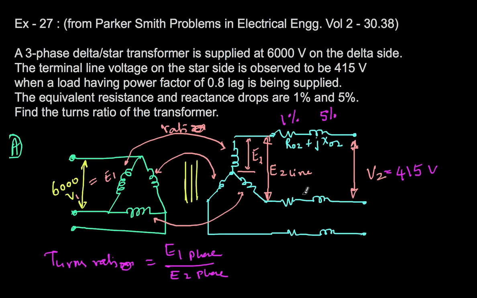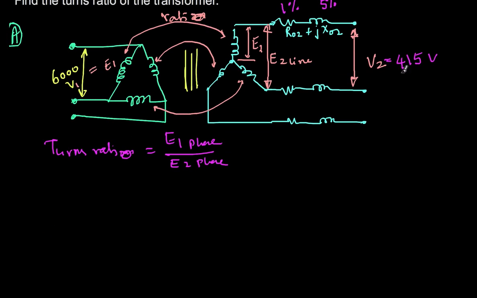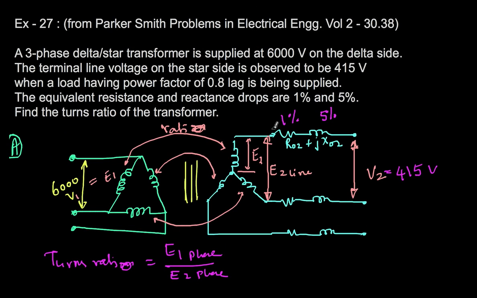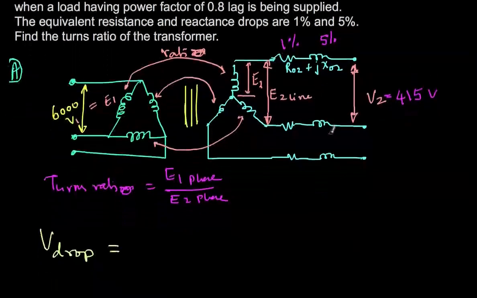Now you can see what about the drop here? This is also 1% and 5%. To avoid confusion, these are per-phase values, so 1% and 5% in each phase it will be dropping. First, I'll write down the formula for voltage drop. See, this is under full load. The question is asked under full load.